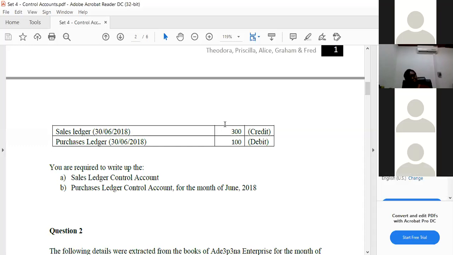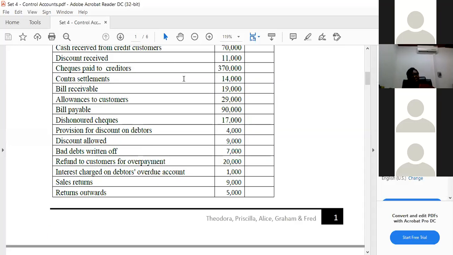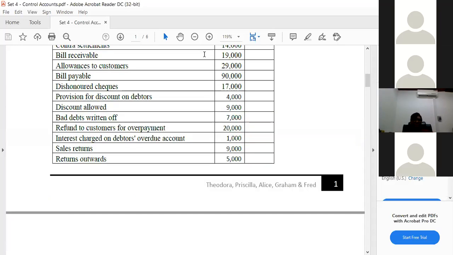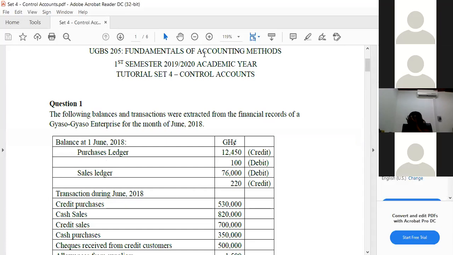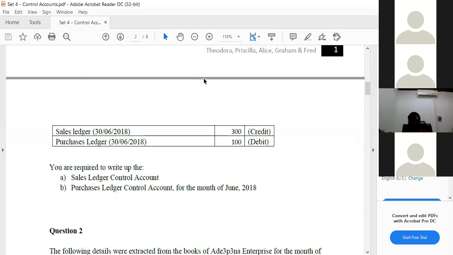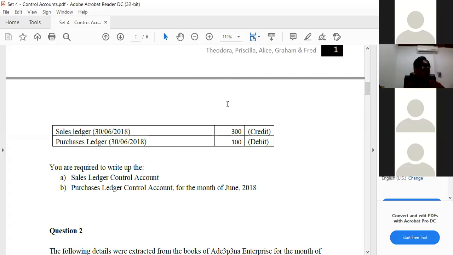Every time, please make sure you are reading your question first. So you read the heading and then you read the requirements. Yes, Louisa. The following balances and transactions were extracted from the financial records of the Jasu Enterprise for the month of June 2018. You are required to write up the sales ledger control account and the purchases ledger control account for the month of June 2018.